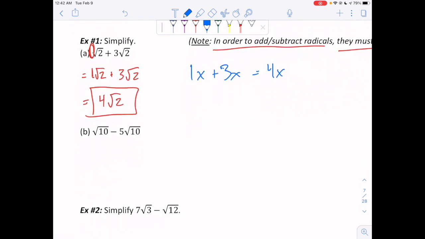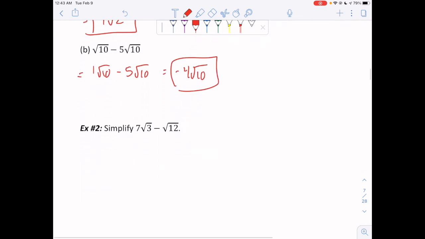Radical 10 minus 5 radical 10. Again, same drill. You have the 1 in front. Minus 5 radical 10. Thus, negative 4 radical 10. Okay, easy peasy.